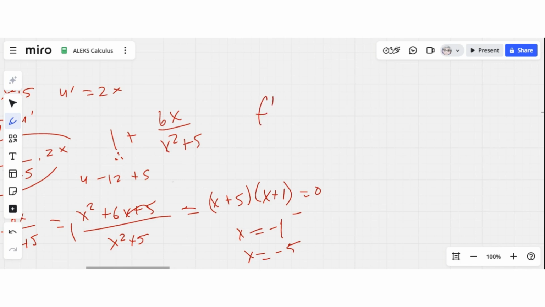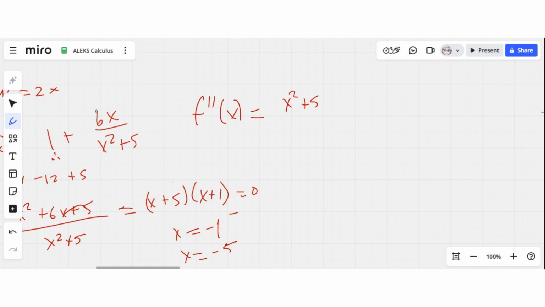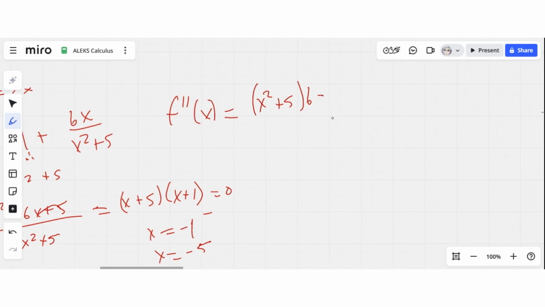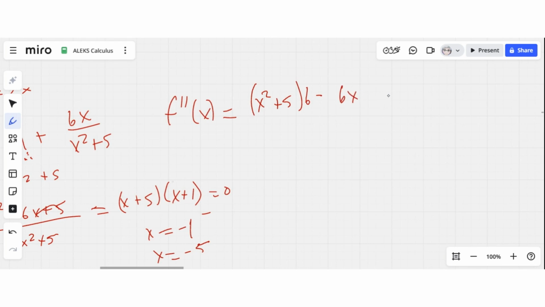Work on f double prime of x here. So it's going to be quotient rule applied to this part. And I always remember the quotient rule is low d high minus high d low over low squared. Low is x squared plus 5. D high is the derivative of the top here, that's just 6, minus high d low, so 6x, and the derivative of the bottom here is just going to be 2x. And all that's over low squared, x squared plus 5 squared.